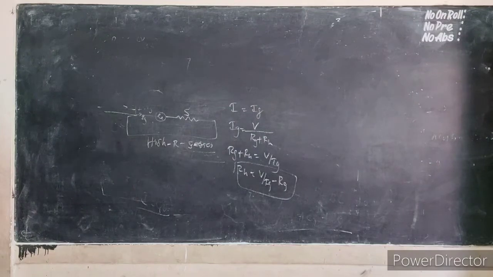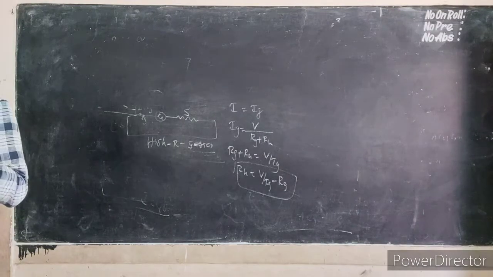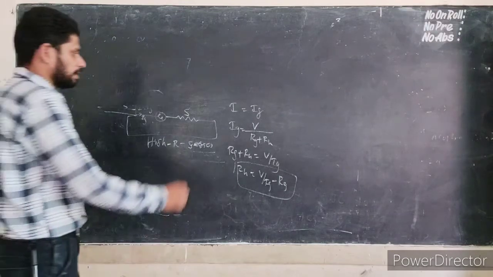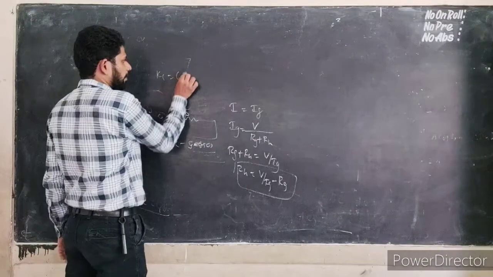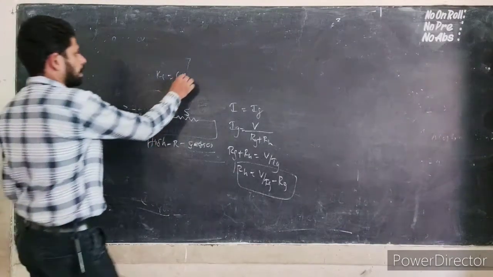A voltmeter is a high resistance instrument which is always connected in parallel with the circuit element across which the potential difference is to be measured. An ideal voltmeter has infinite resistance. In order to increase the range of the voltmeter n times, the resistance should be connected in series. So Rh will be equal to (n minus 1) Rg.